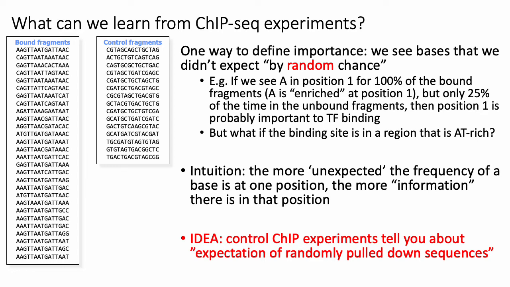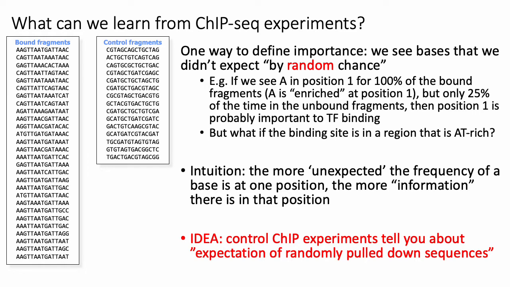One common way of defining importance is looking at a column in this alignment and asking the question: given all of the bases that I see in this column individually, is the distribution of bases, so the percentage of bases that were A versus C versus G versus T, how different or surprising is this?